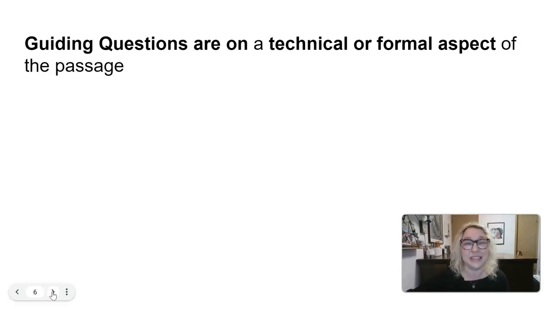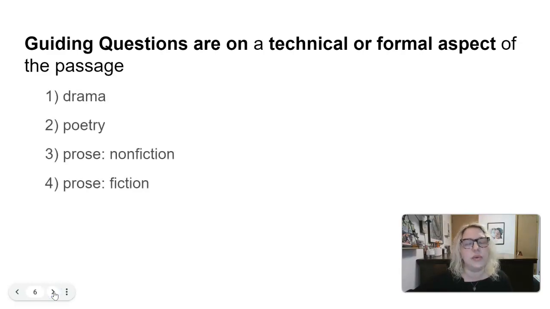Well, what the heck does that mean? First of all, we have to remember that we do have 4 genres or 4 forms of literature according to IB: drama, poetry, prose nonfiction, and prose fiction. Now, the 2 texts that will be on paper 1 could be from any of these 4 genres. And in fact, they will be 2 different genres.